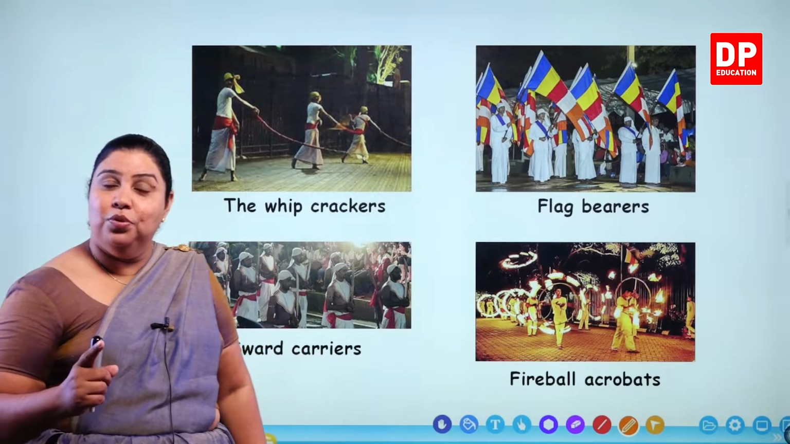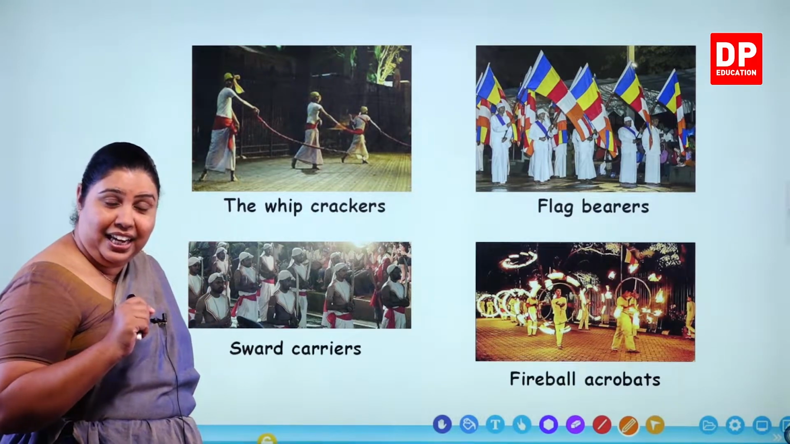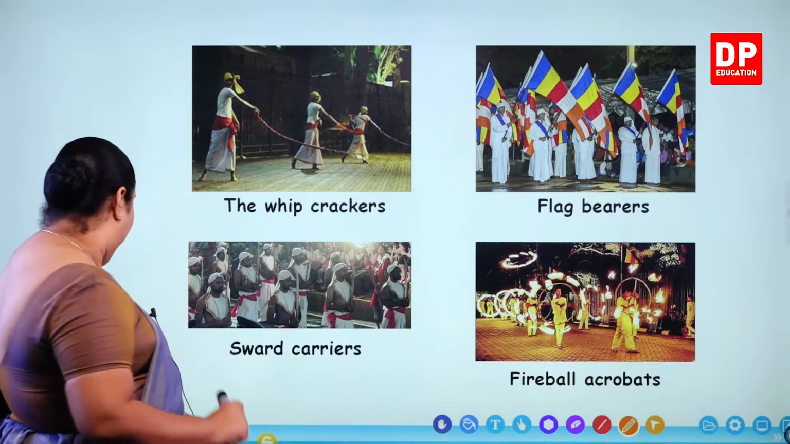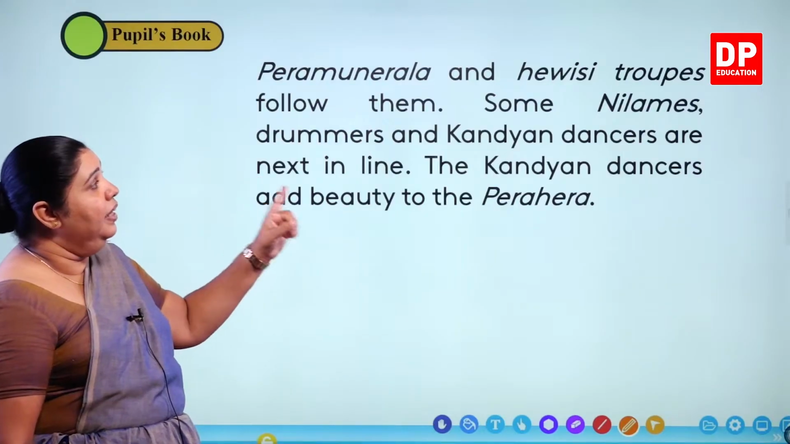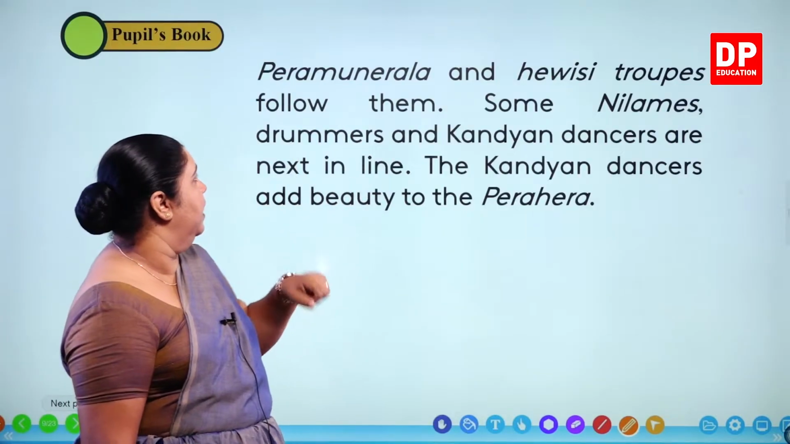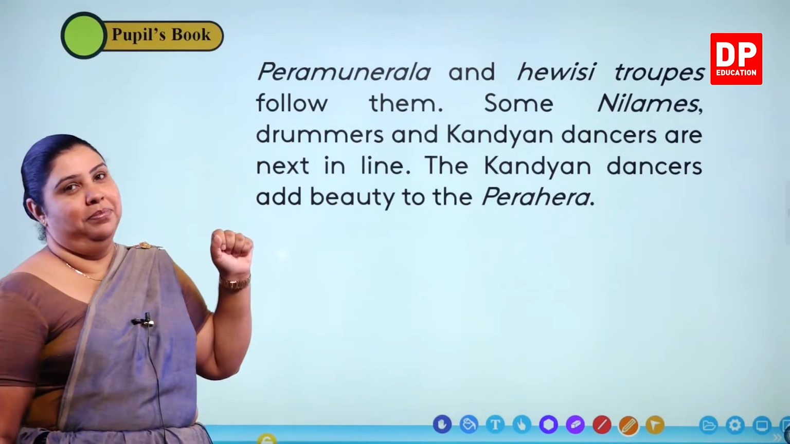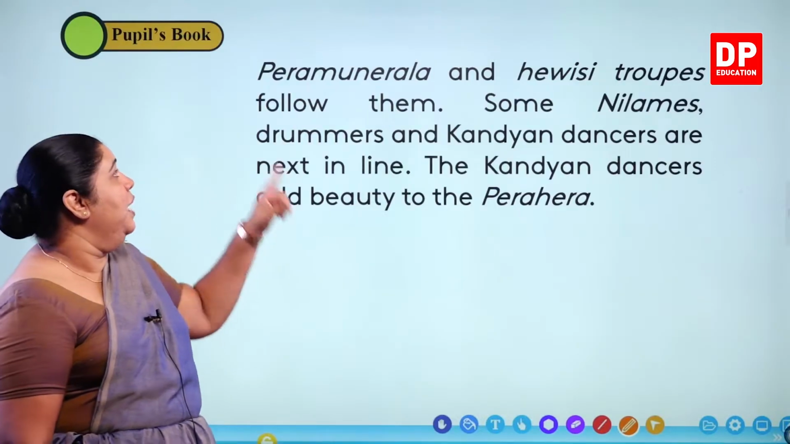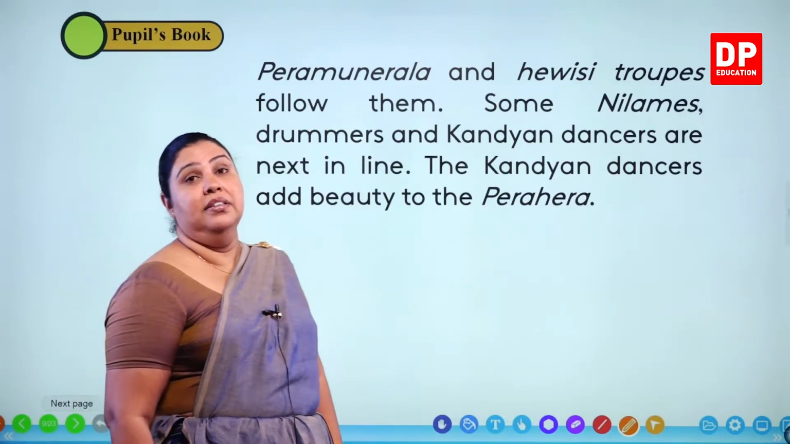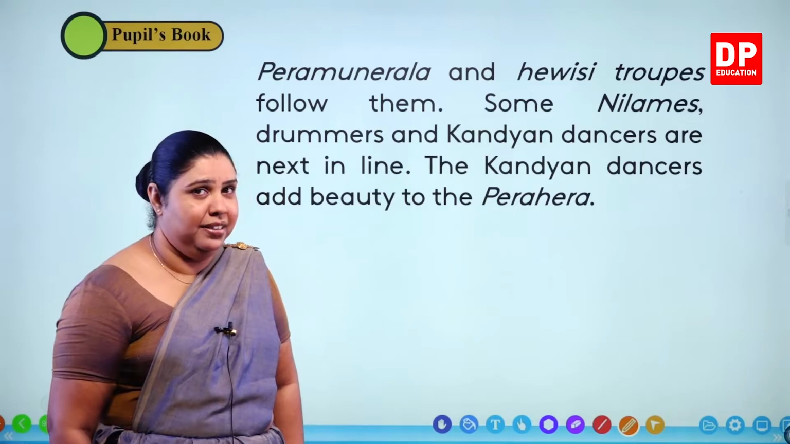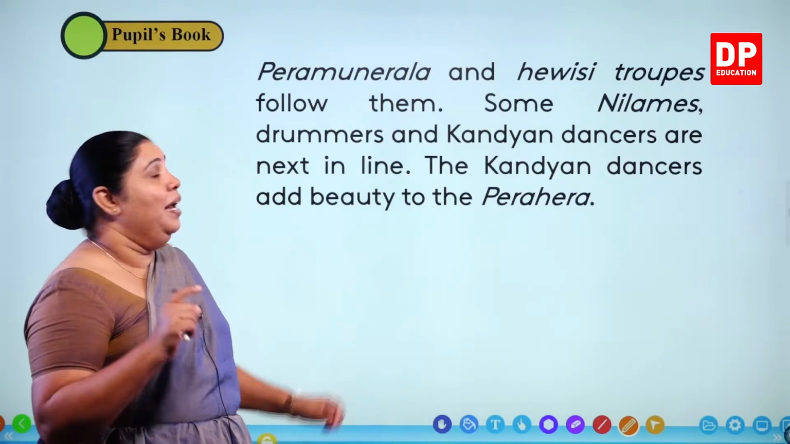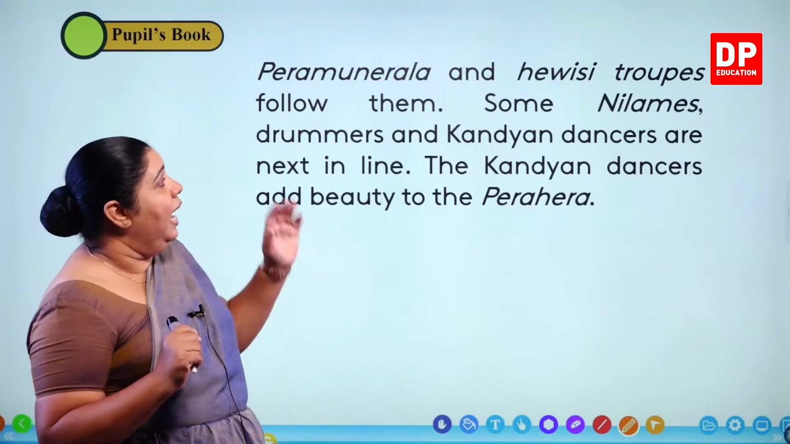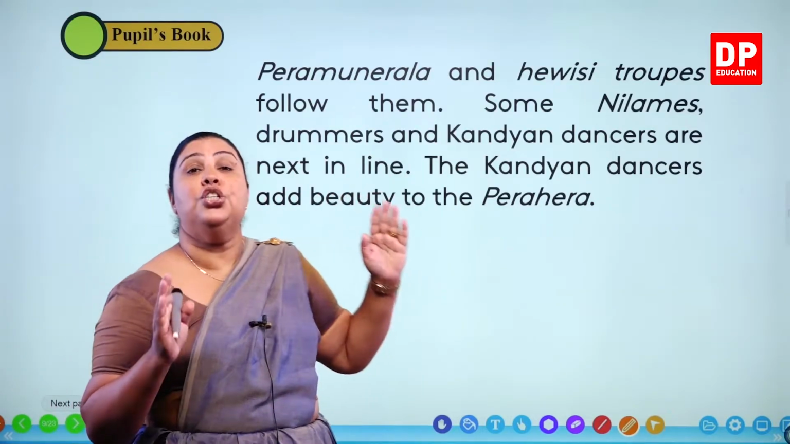Now we are going to move on to our pupils' book once again and read our next paragraph. Now look at this. Peramune Rala and Hevisi troops follow them. Oh, now listen to this. Who is Peramune Rala? I'm going to show you a picture. Please wait with me. Okay? Peramune Rala and Hevisi troops.